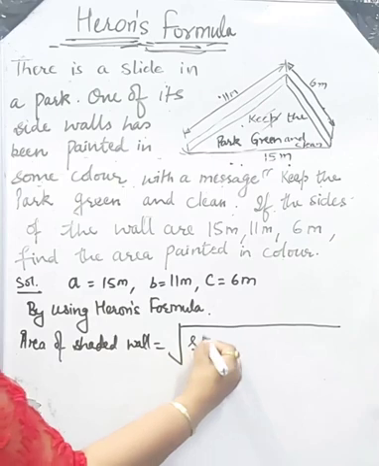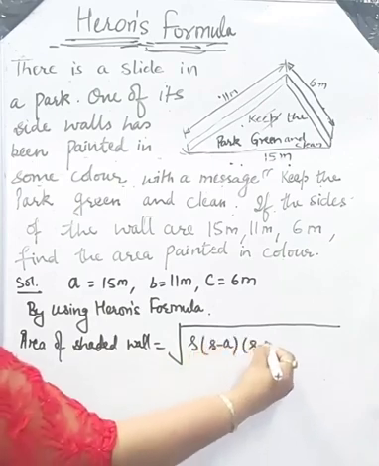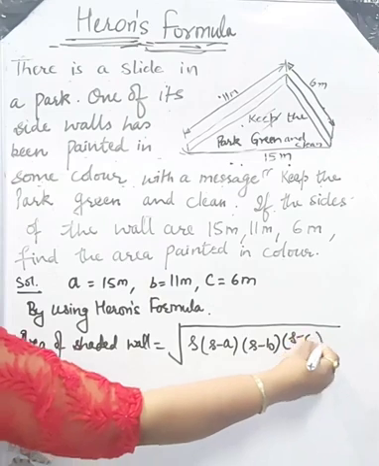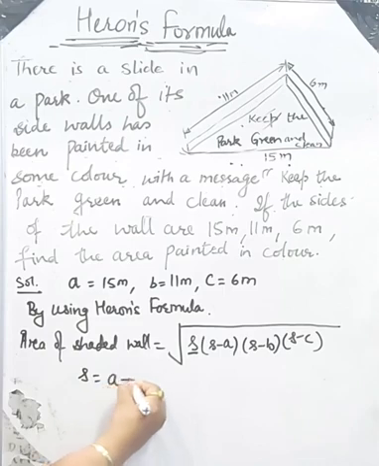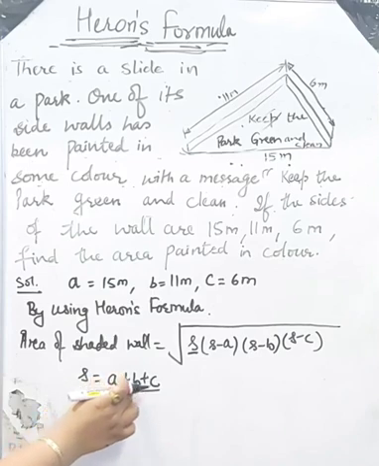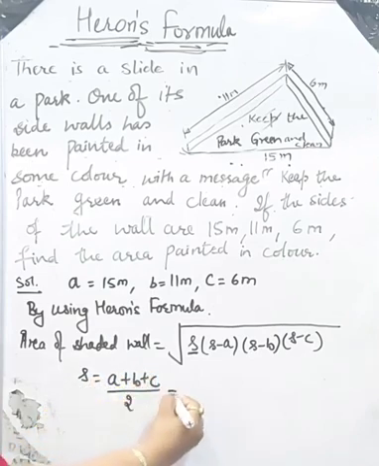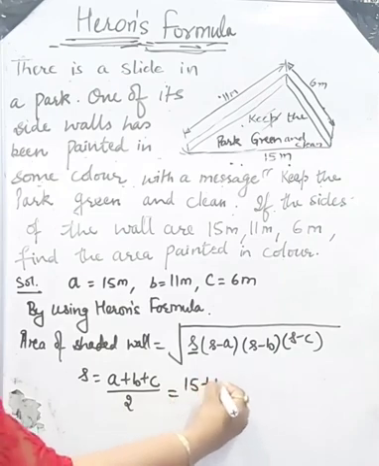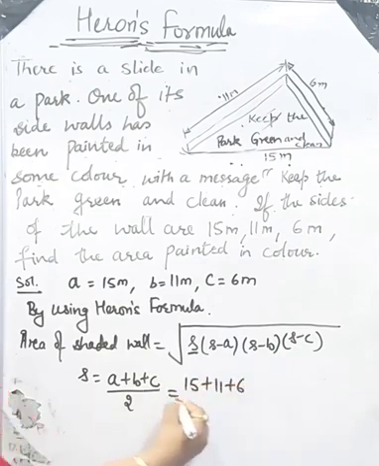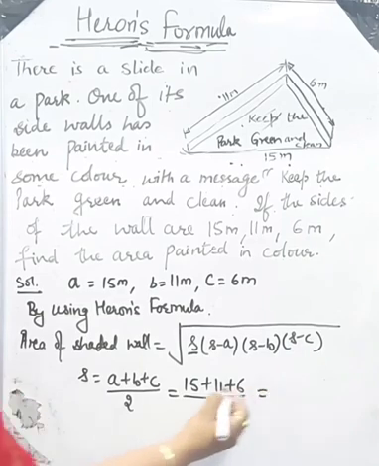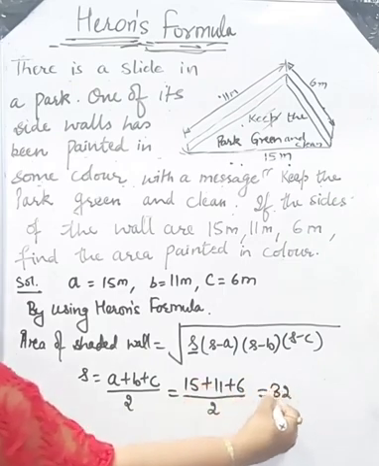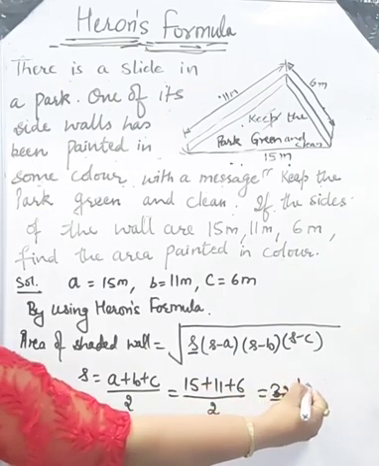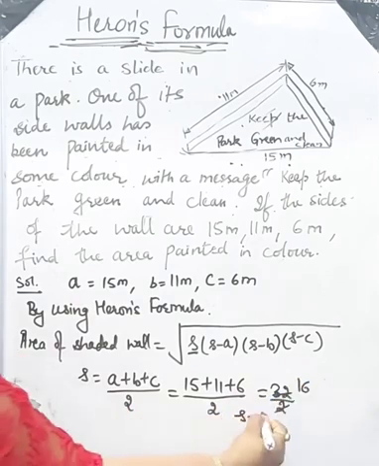under root s times s minus a, s minus b, s minus c. Now first of all we have to find s. s means semi-perimeter. The formula of s: s equals a plus b plus c by 2. Now a is 15, b is 11 and c is 6, divided by 2. Now calculate it. 32 by 2. Then s will equal 16. Value of s equals 16.